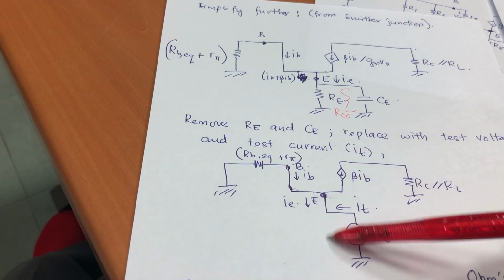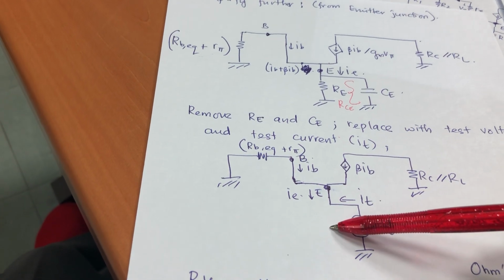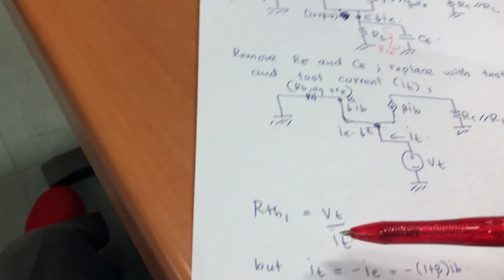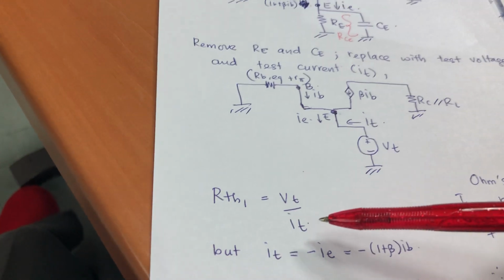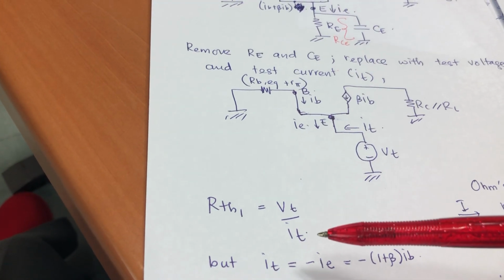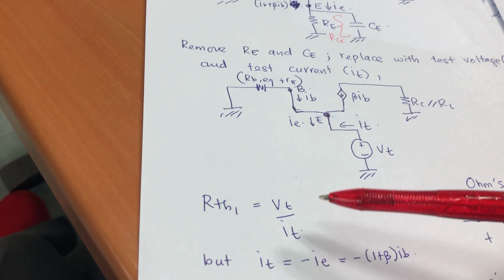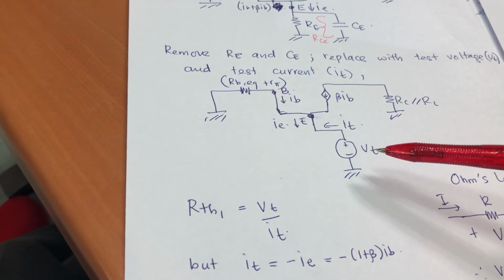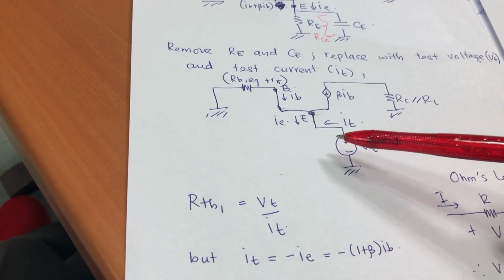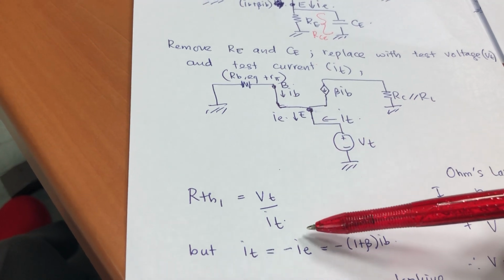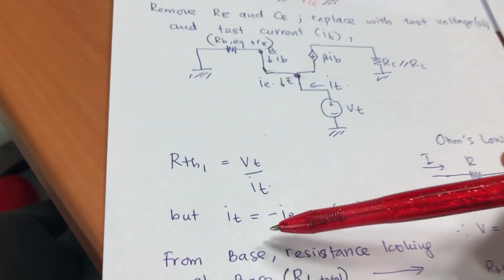Okay, we are looking for the resistance looking from this point, which we want to call RT1. RT1 equals VT over IT, correct? Because this is like the test voltage and test current, to find RT equals VT over IT. However, what is IT equal to?